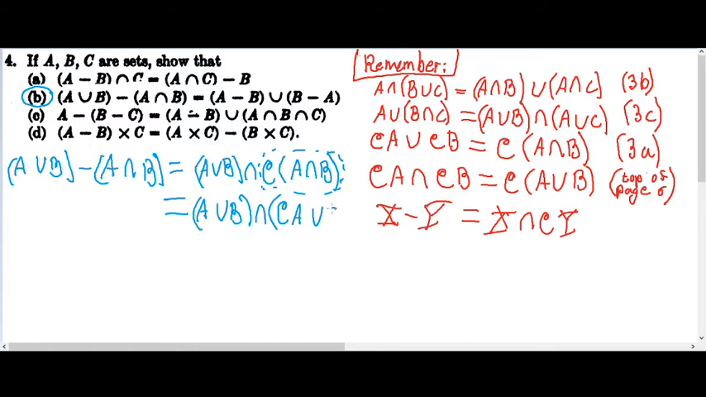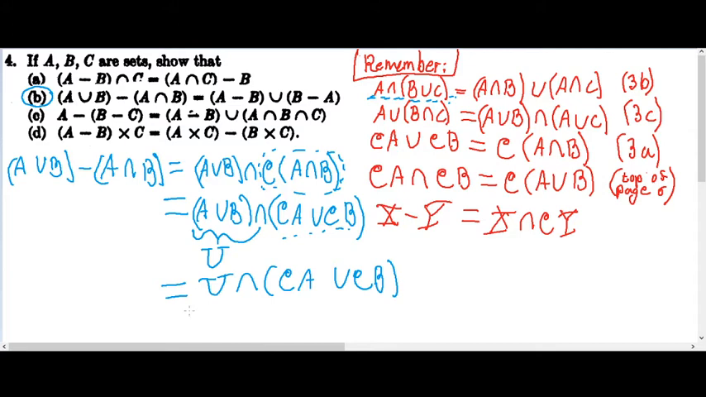Now, for shorthand, I'm going to relabel this set here. I'm just going to call it the set U, just to make things a little bit easier going forward, because I like to call this distributing the intersection. So I'm going to use this property down here, and distribute this intersection into this union. So this is going to be U intersect the complement of A union the complement of B.